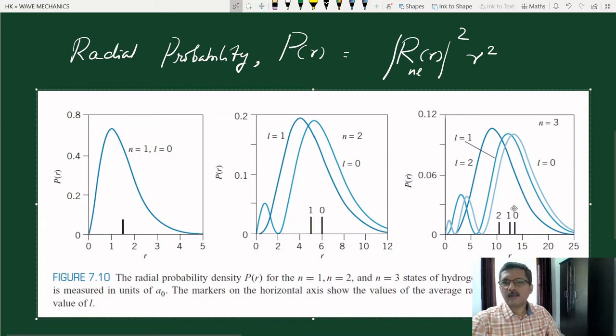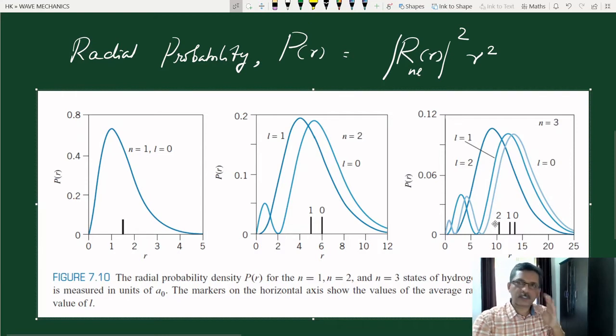Here, for the 1s state, the peak is at A0. And when you come to n equal to 3, the 3s state has 3 peaks, one here and one here and one here. Similarly, the 3p state has 2 peaks, one here and then another here. Whereas the 3d state has only one peak, and this peak is exactly at 9 A0. If you drop down here, 9 A0 is the peak.